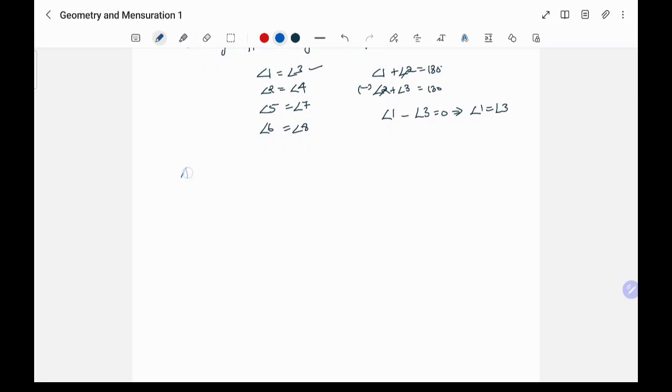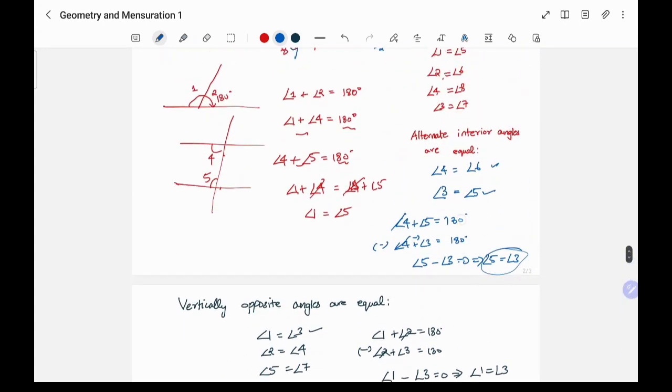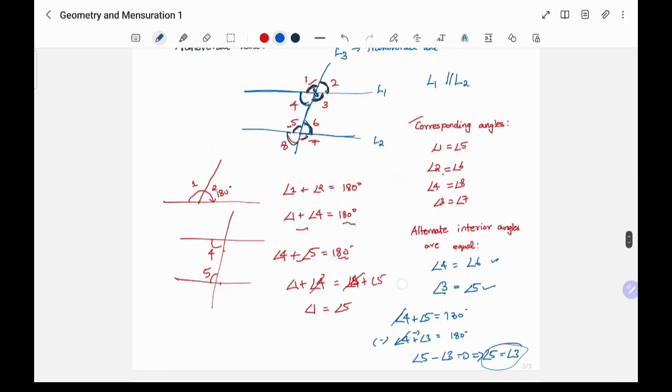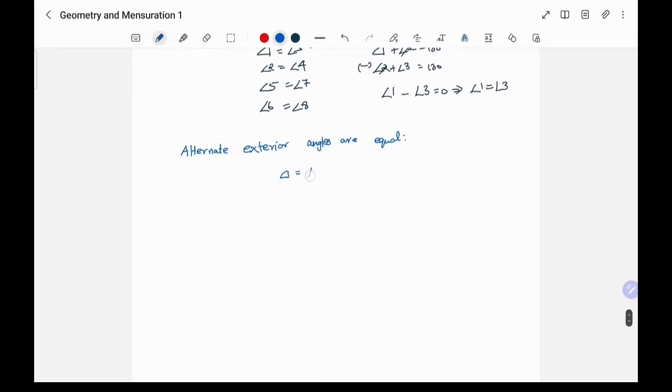And then what we have is alternate exterior angles are equal. So we saw interior angles, right? 4 and 6, 3 and 5. So exterior angles 1 and 7 alternate, right? 1 and 7 and 2 and 8. Angle 1 equal to angle 7, angle 2 equal to angle 8.